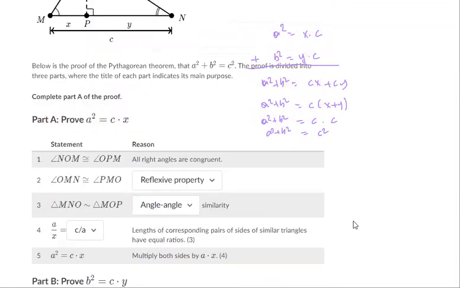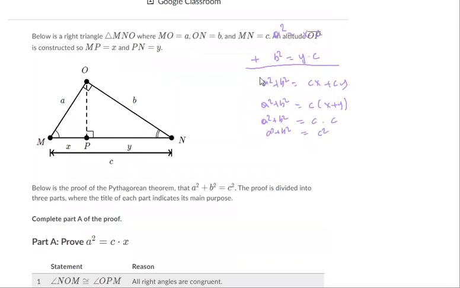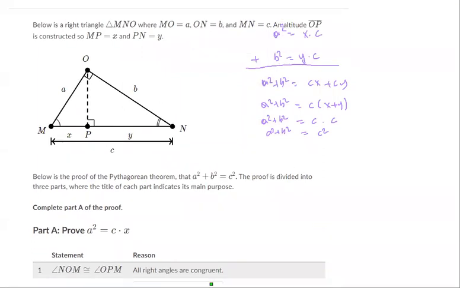So it's basically one of the proofs of the Pythagorean theorem. So I hope that makes sense, okay?